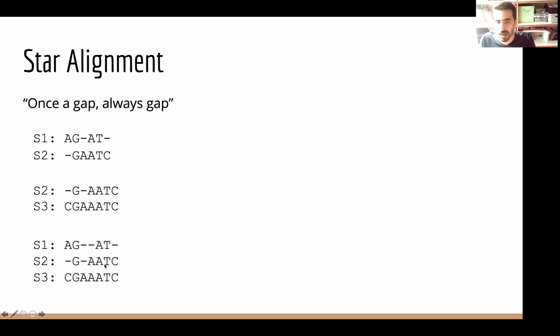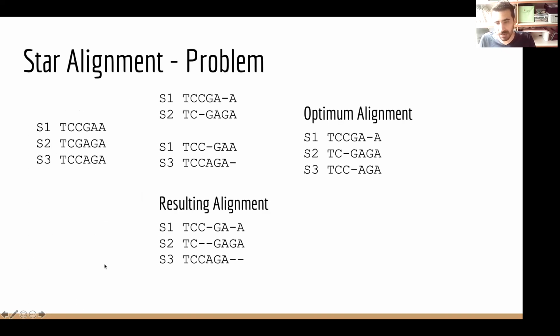So this is what you do. Again, I cannot really give you the details, but at the end of the day, you have your resulting alignment here. One problem of star alignment is that once you open a gap in pairwise sequence alignment, it has to stay as a gap. So you cannot really do much about it. And this is your resulting alignment. But the optimum alignment can be different from your resulting alignment. So that's why there has to be some sort of refinement step here. After you have your resulting alignment, there are ways to optimize it to get closer to the optimum alignment.